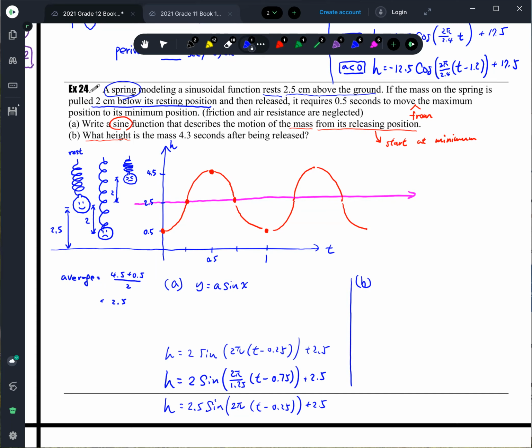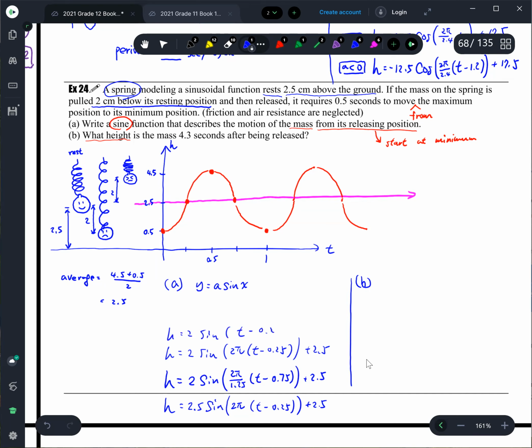Anyone else want to share your answers? Anything different? Eric? I got the same as the last one, except I don't have 2 pi. It's just t minus 0.25. So h equal to 2 sine and then t minus 0.25. It's h equals 2.5 sine, and then the rest are the same. Oh, okay, like that? Yeah. Okay, I think, yeah, so we got all the possible numbers, right?